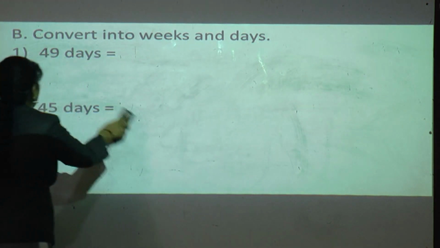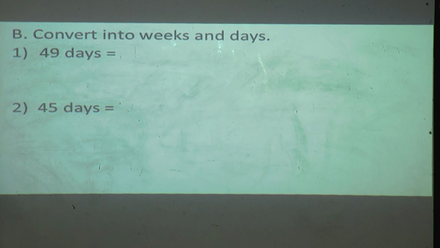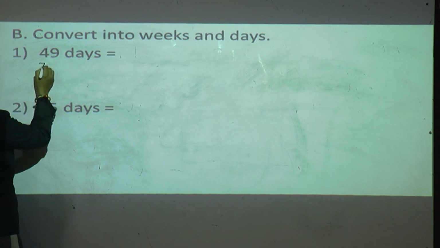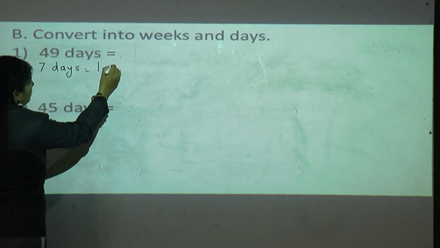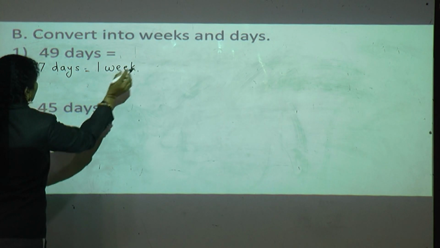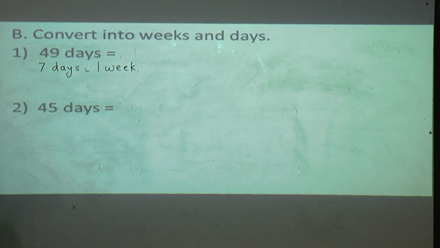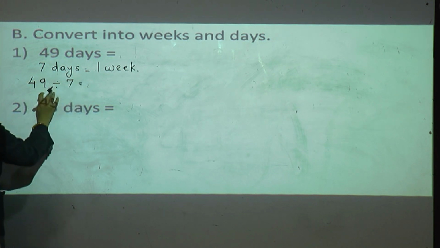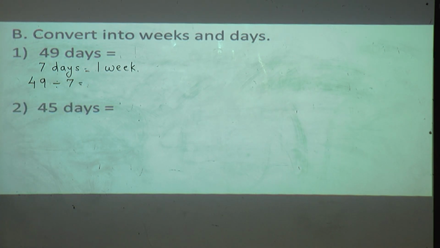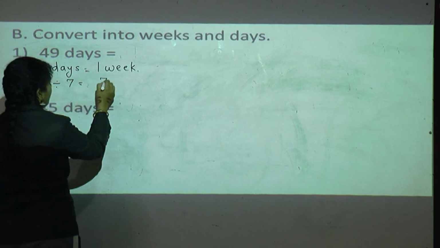So here 49 days. Now you know that 7 days is equal to 1 week. So for conversion into weeks and days, we have to divide it by 7. So when we divide 49 by 7, yes, we'll get 7 weeks.